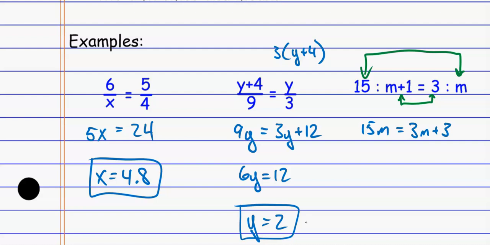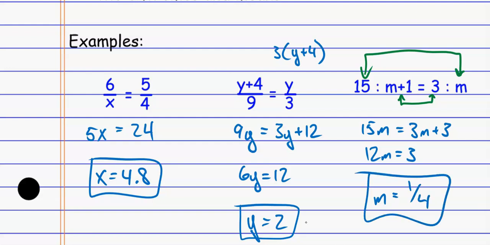And now let's solve this thing. Now I subtract the 3m from each side. And I divide each side by 12. So I get a 1/4 or a 0.25. Okay?